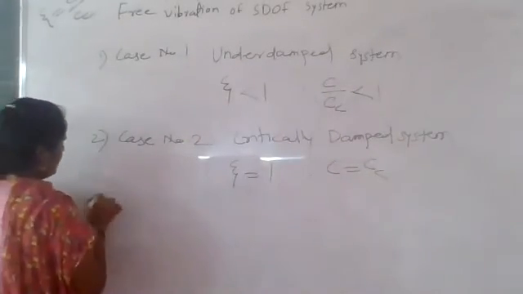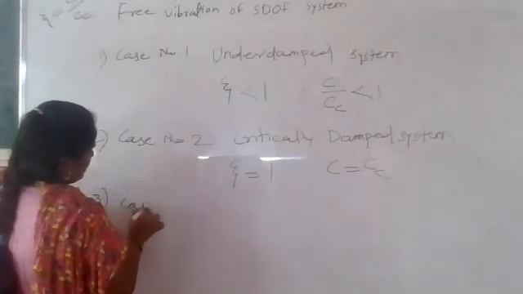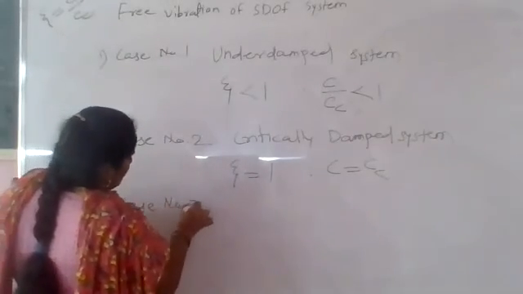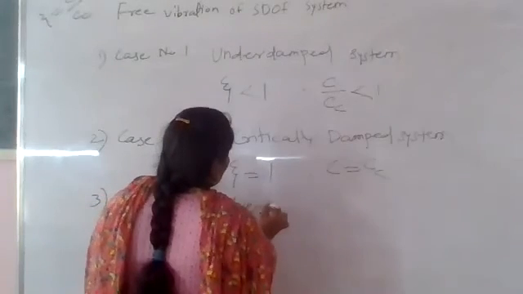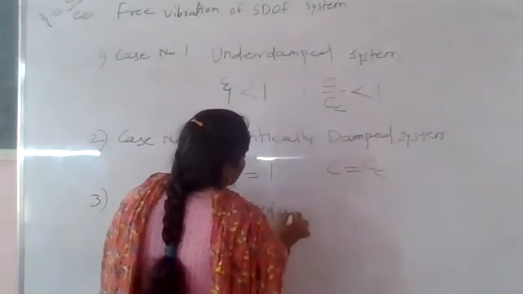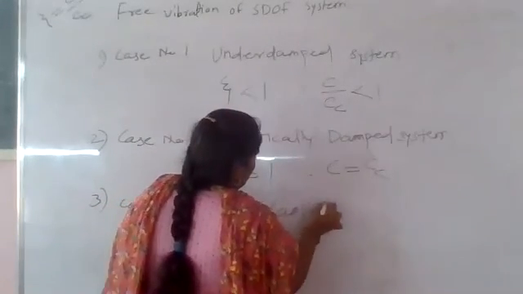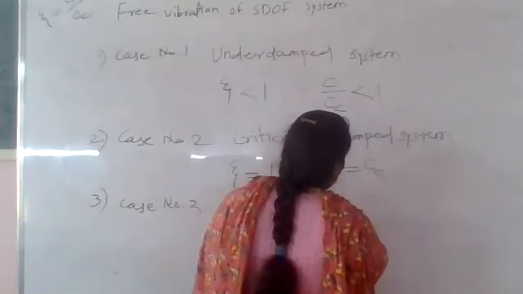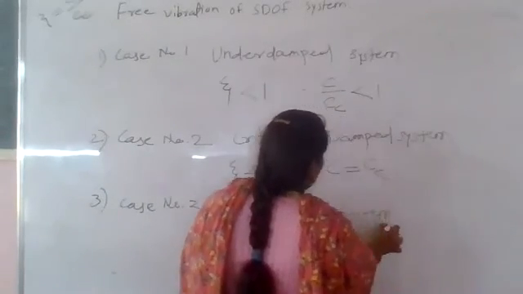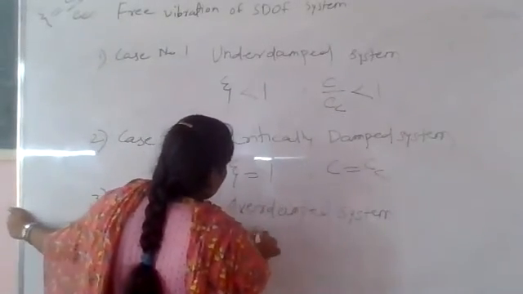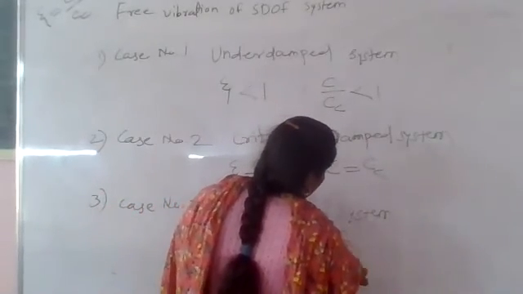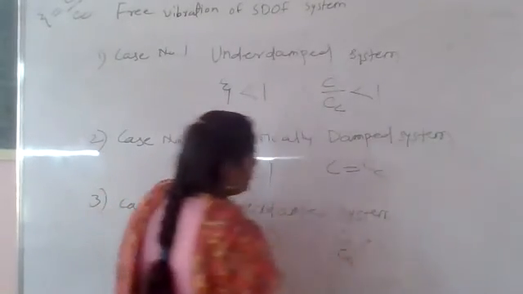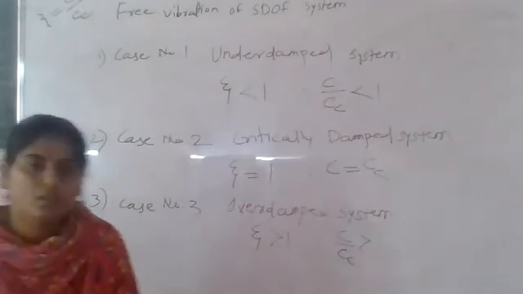And case number 3: over damped system, where zeta is greater than 1, means C by Cc is greater than 1. So all of you write down these 3 cases.